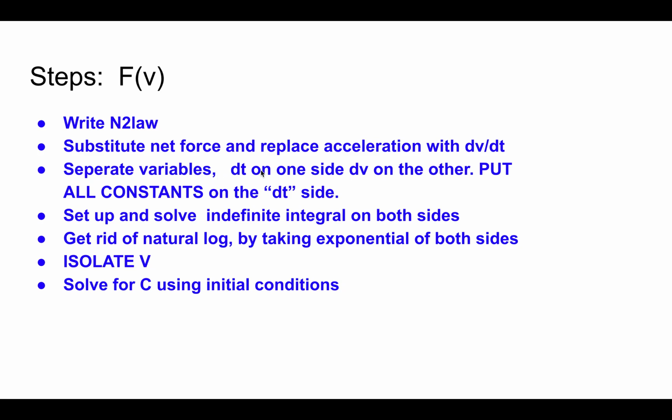Separate the variables. Put dt on one side, put dv on the other, put all the constants on the dt side. You constantly want to be organizing your algebra that way. Set up and solve. Get rid of your natural log by taking the exponential, and now you want to isolate v, and then your final step is to solve for c using your initial conditions.